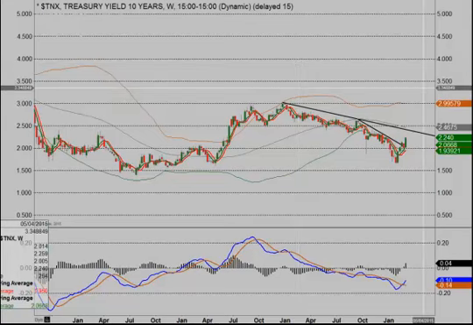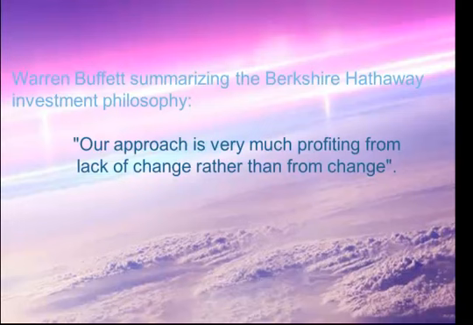Thanks again. I'm going to leave you with how Warren Buffett summarized his investment philosophy, which dovetails very nicely with what we do at Trading University. Our approach is very much profiting from lack of change rather than from change. We very much believe that the cycles that these markets create lend themselves to continuity, so we see what's happening now as the most likely direction for what's going to continue to happen tomorrow.